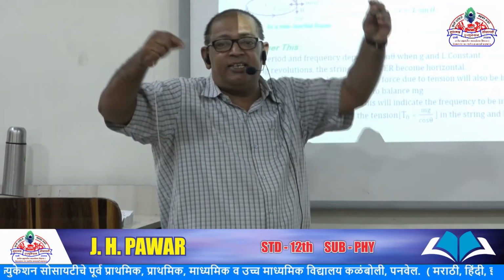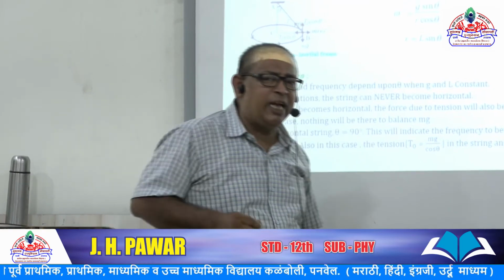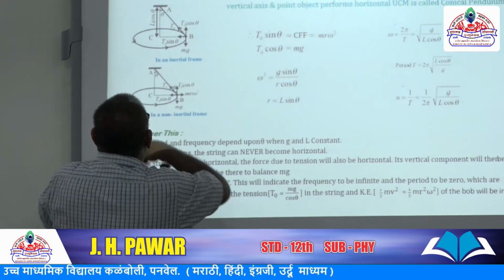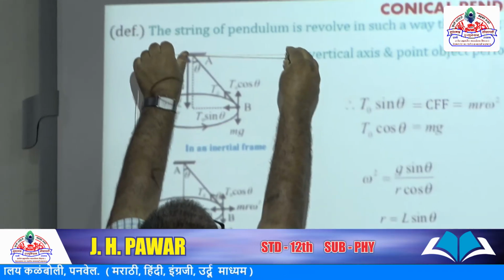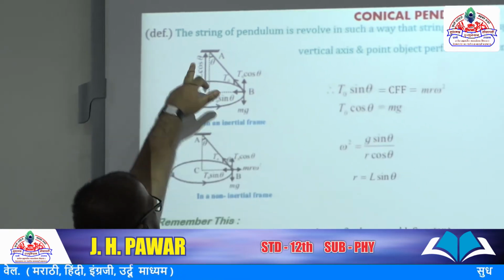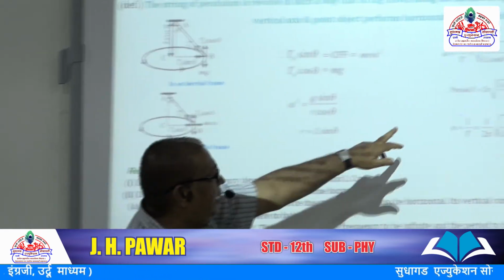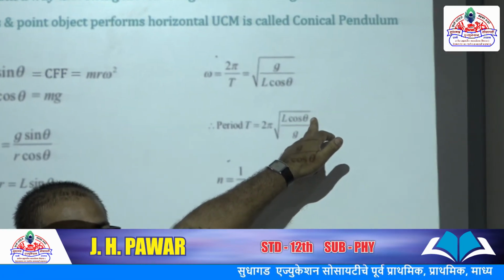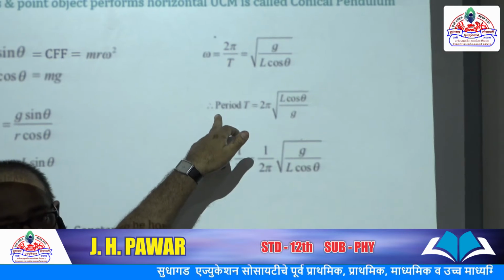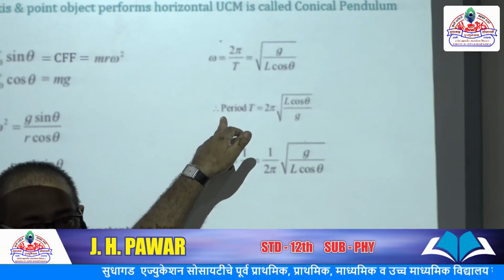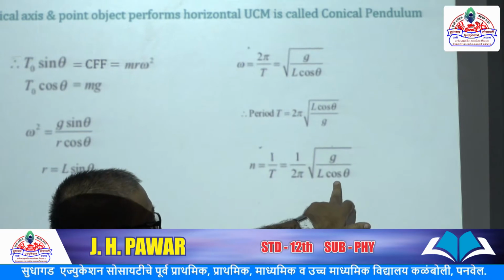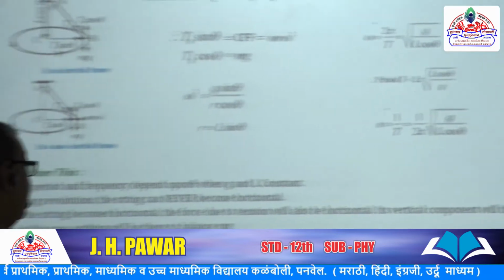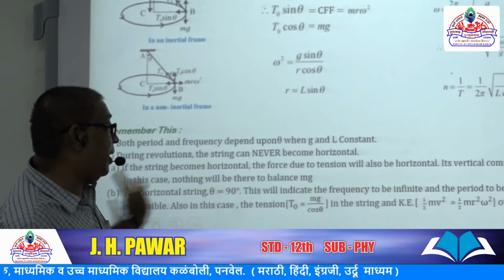Suppose we consider the string is exactly horizontal, then how much angle is made by it? The string makes an angle of 90 degrees. Theta is 90 degrees, and cos 90 is 0. As cos 90 is 0, the period is 0. And the frequency is infinity. So period 0 and frequency infinity.